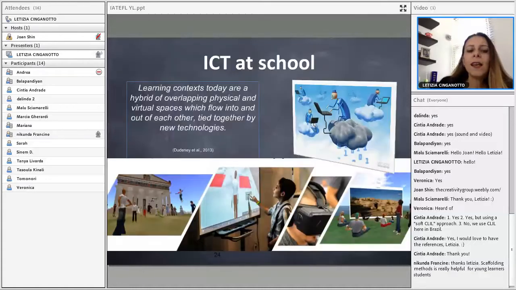We are always immersed in technologies, and our learning environments at school are always sort of hybrid, overlapping physical and virtual spaces, flowing into and out of each other, tied together by new technologies. So I guess that in all your schools we may have different uses of the technologies. So some lessons in presence, of course, but more or less technologies have entered your classes, I guess.